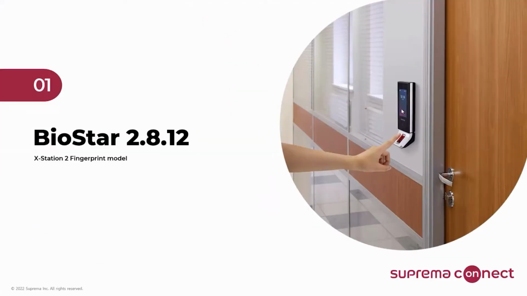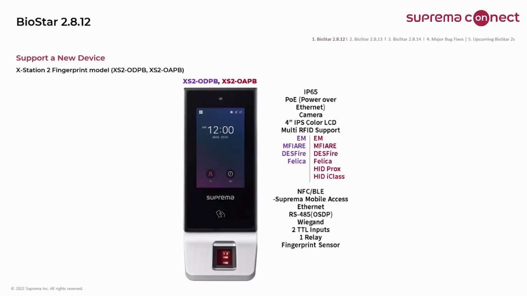The first chapter is BioStar 2.8.12. BioStar 2.8.12 has few new features and modifications. If customers want to use the XStation 2 fingerprint models, please guide them to upgrade BioStar 2 to version 2.8.12 or above. The XStation 2 fingerprint model is divided into XS2 ODPB and XS2 OAPB according to the supported card types. The basic device specifications are the same as other XStation 2 models.